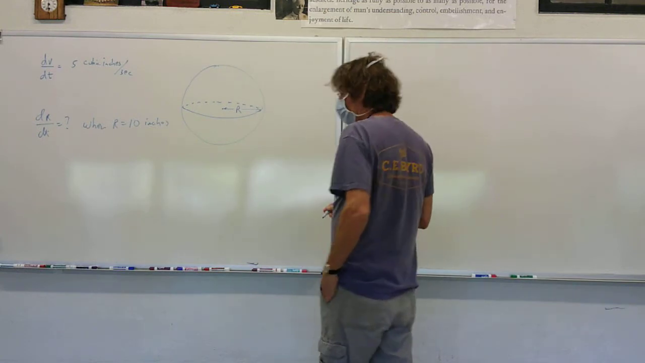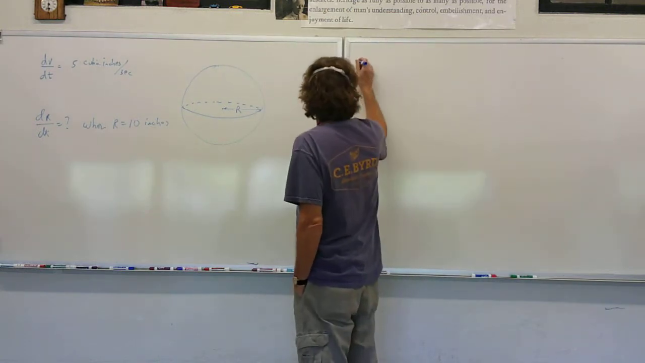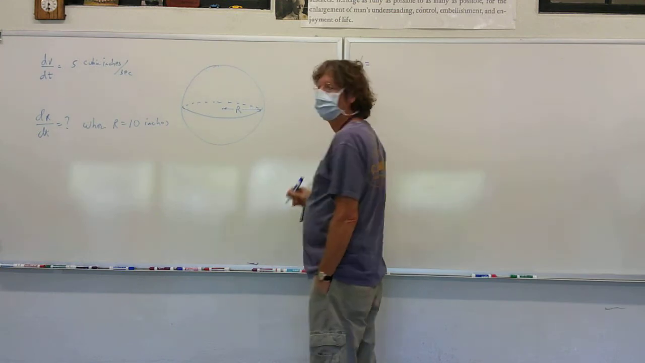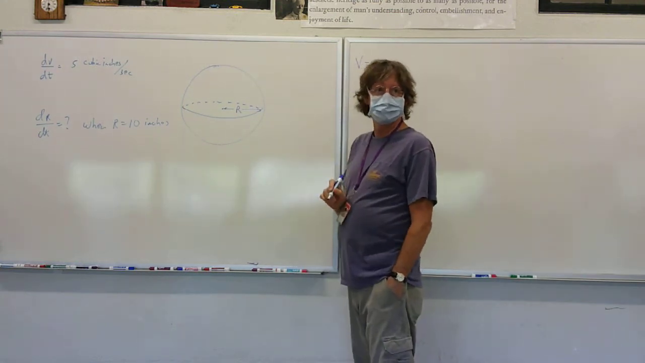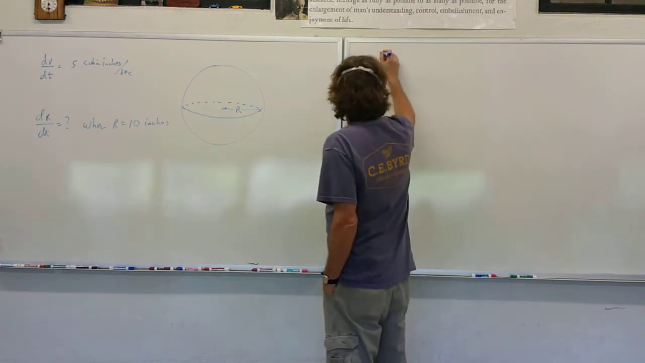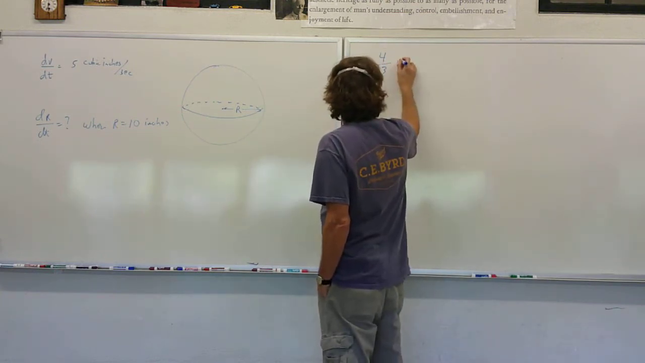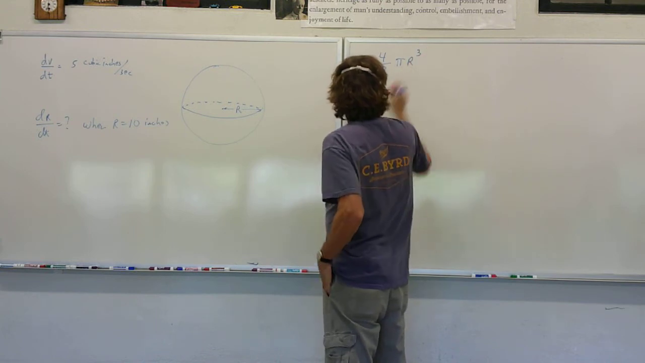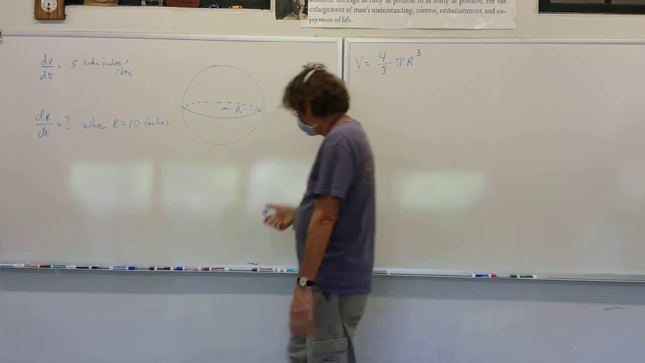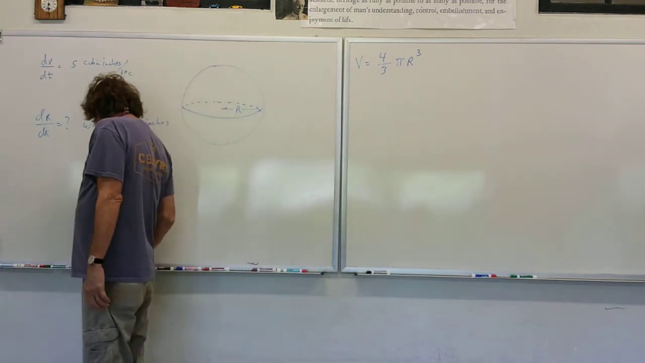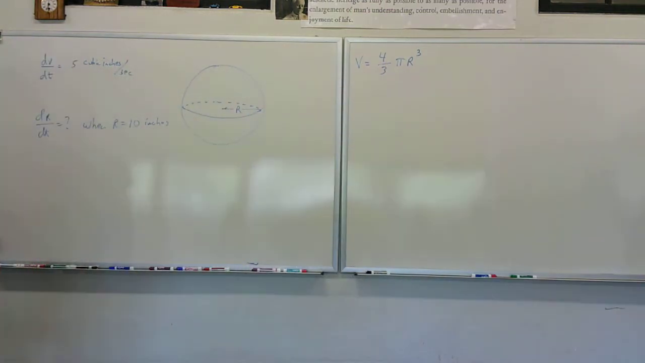Who knows what the volume of a sphere is? It's okay, because you're going to know by the time you get out of here. It's actually 4/3 pi r cubed. That's the volume of a sphere, 4/3 pi r cubed. That's right. Okay? Now, what are you going to do next? Take the derivative. Do it. Tell me what you get.